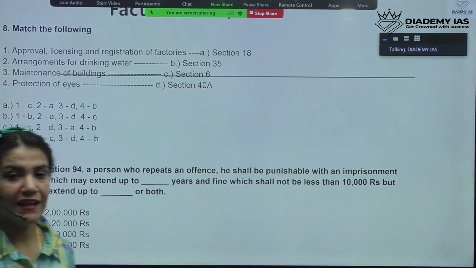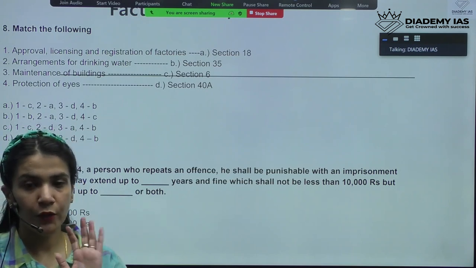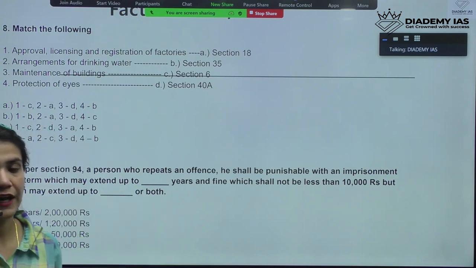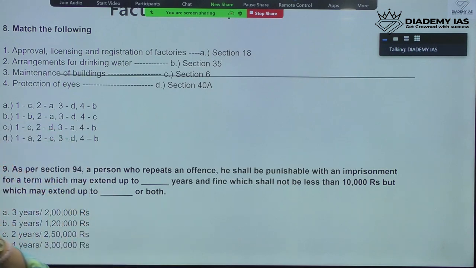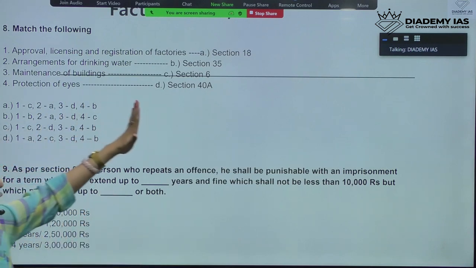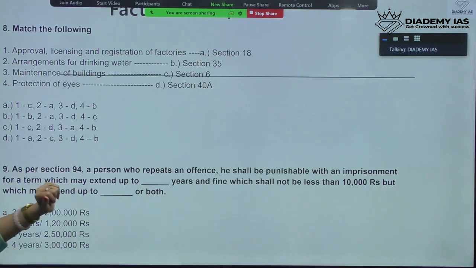The eighth question that we have from the Factories Act 1948, I think now you're getting a clear idea about the kind of questions, the versatility of questions, right? The first is match the following. So this particular question is match the following. This is the first match the following I've included here.